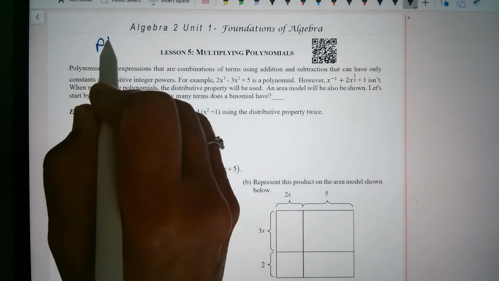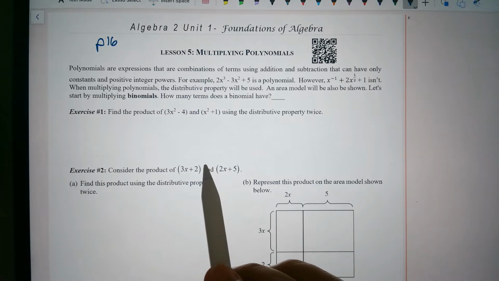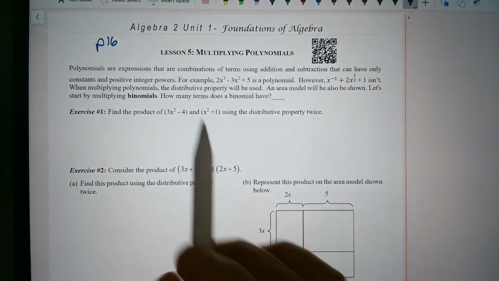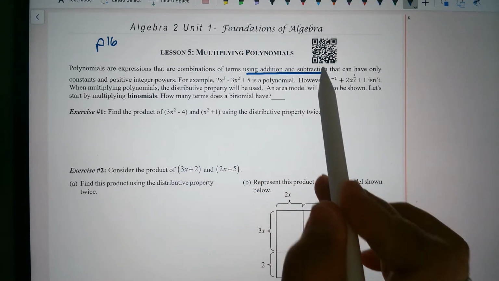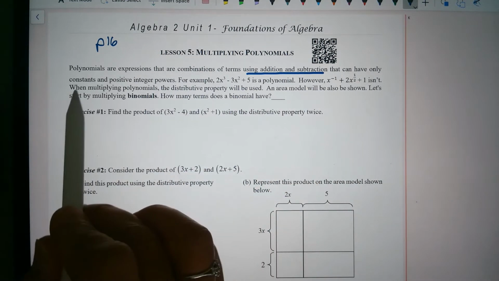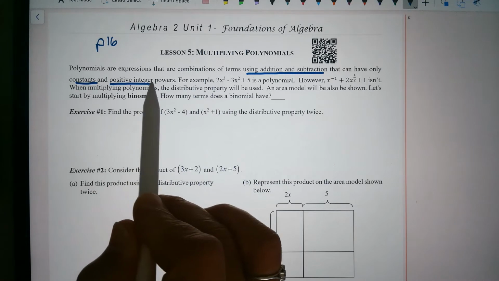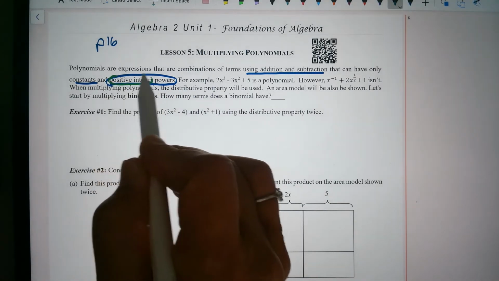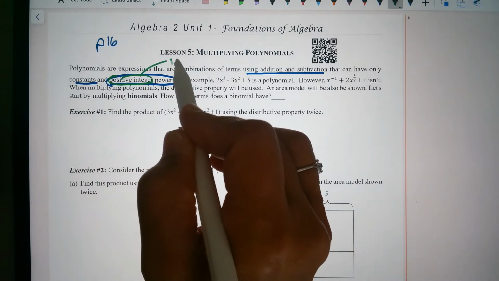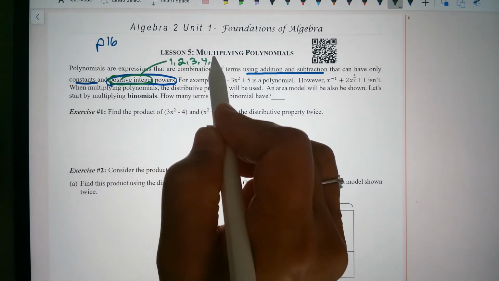Today we're on page 16 of our notes, lesson 5, multiplying polynomials. Polynomials are expressions that are combinations of terms using addition and subtraction that can only have constants and positive integer powers. Well, first off, what are positive integers? Positive integers are 1, 2, 3, 4, 5, and so on.